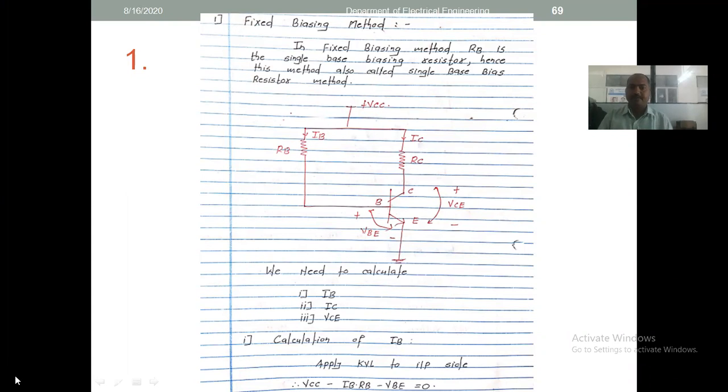Good afternoon, everybody. We have seen in the last lecture the biasing techniques of the transistor. Let us revise whatever we have studied in the last lecture. We have seen fixed biasing and collector to base biasing. These are the two methods used for the purpose of biasing that we have seen.